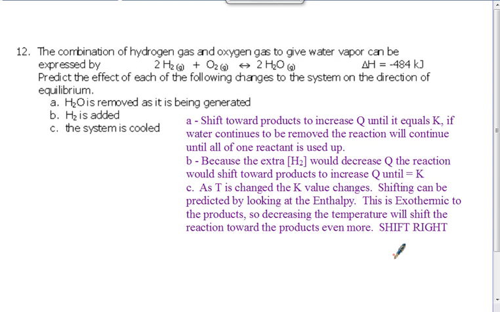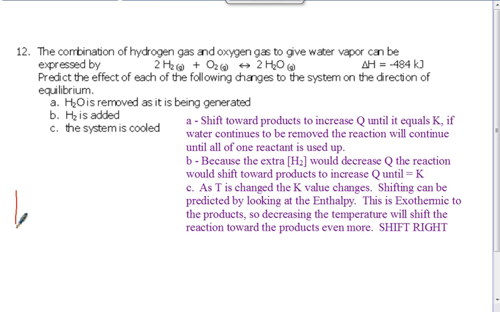All right. We have the very classic explosive hydrogen plus oxygen makes water. Everything's a gas. It is not actually a very reversible reaction. It probably has a huge equilibrium constant. So, hydrogen and oxygen making water. It's very exothermic, negative 484 kilojoules per mole of reaction. If the water's removed, which way would it shift?